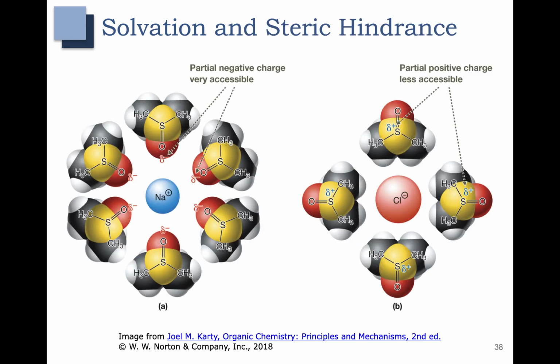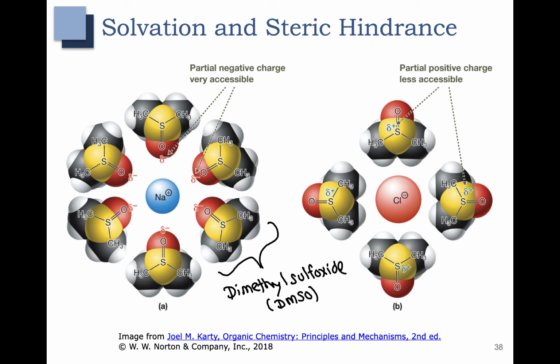One issue that can come up with solvation can be steric hindrance of the solvent. In this example here, you can see DMSO, or dimethyl sulfoxide. DMSO has a pretty strong dipole. Here's the negative end at the oxygen. In this case, it's interacting very nicely with this sodium ion. This is a very nice ion-dipole interaction.